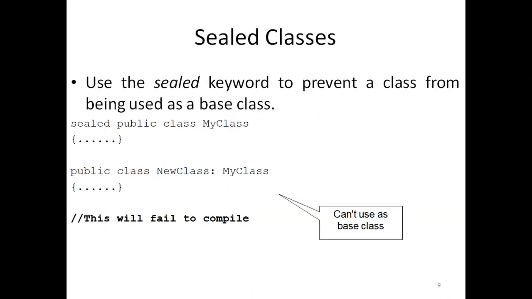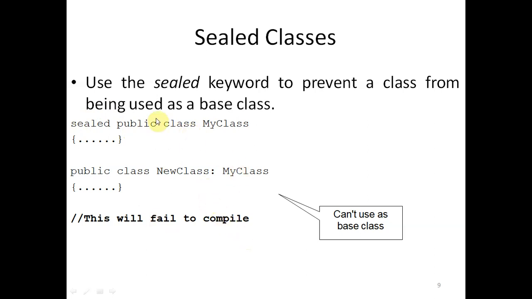And now coming to the sealed class. Suppose the specifier of the class is sealed. We have written here sealed public class MyClass. So a sealed class cannot be inherited further. But we have inherited this class here in NewClass. So this is MyClass, and MyClass is inherited by NewClass. So this statement is wrong. It will not work, we cannot use it as a base class, because it is a sealed class. So this will fail to compile.